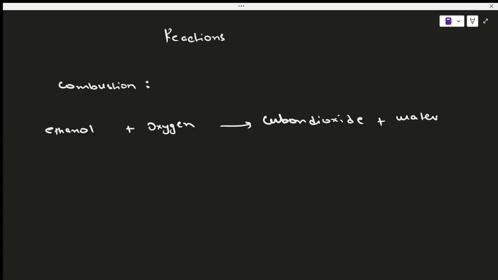If I were to write this in chemical equation format, ethanol is CH3OH. Do remember that this molecule of alcohol is going to be in a liquid state. Oxygen is going to be in a gaseous state, and carbon dioxide and water are also going to be in a gaseous state.